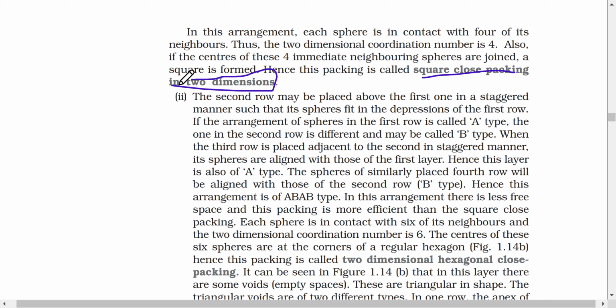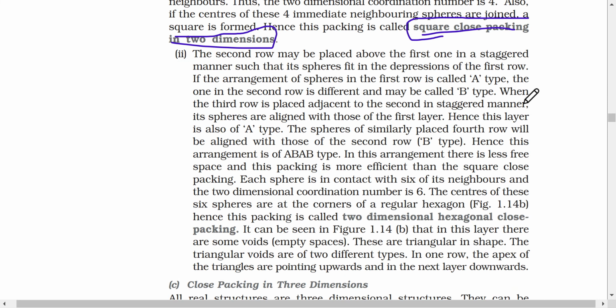अब दो तरीके हैं ना closed packing के in 2D. तो एक हो गया हमारा square closed packing जहाँ coordination number 4 होगा by joining the centers of neighboring atoms, ठीक, neighboring spheres rather. Next आता है हमारा, the second row may be placed above the first one in a staggered manner such that its spheres fit in the depressions of the first row. Again, very diagrammatic, very something that you have to visualize.